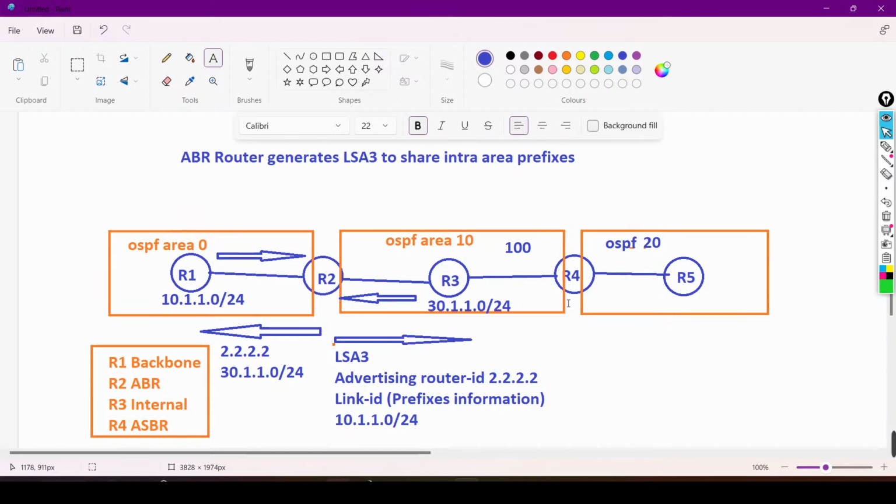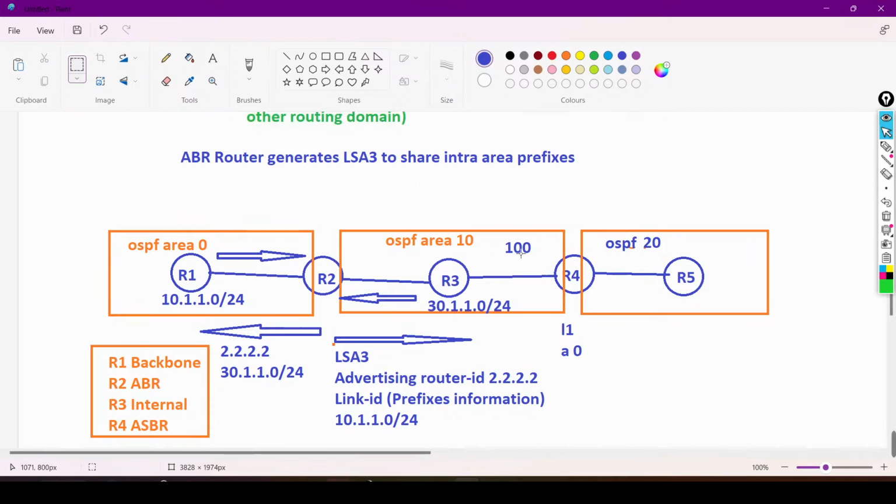Suppose here I create one loopback 1, and I put that loopback in area 0. So now this router has at least one interface in area 0, and this router has at least one interface in a regular area. Yes or no? So this router will become what? ABR. Clear? Okay.